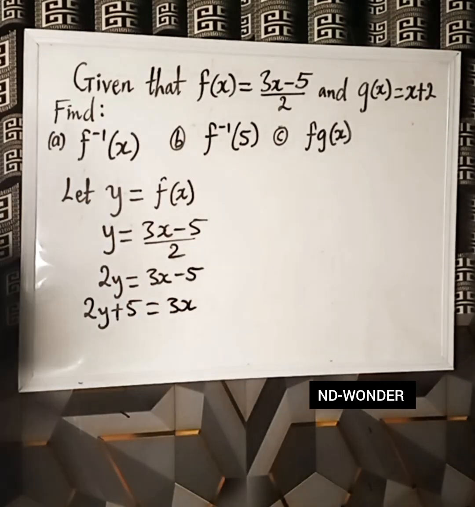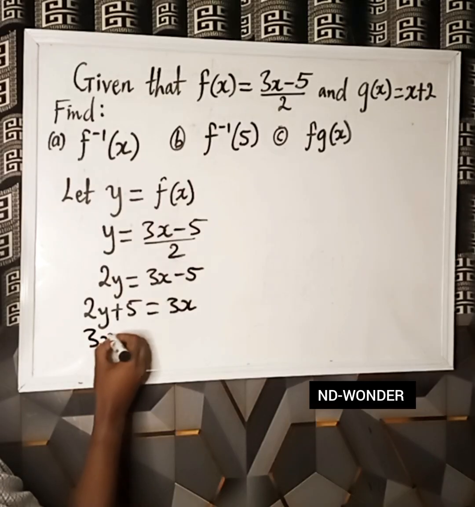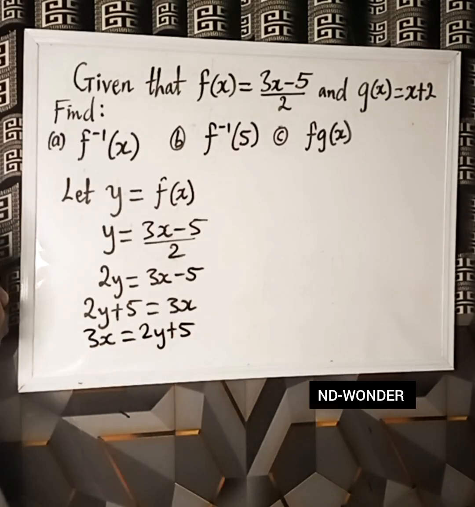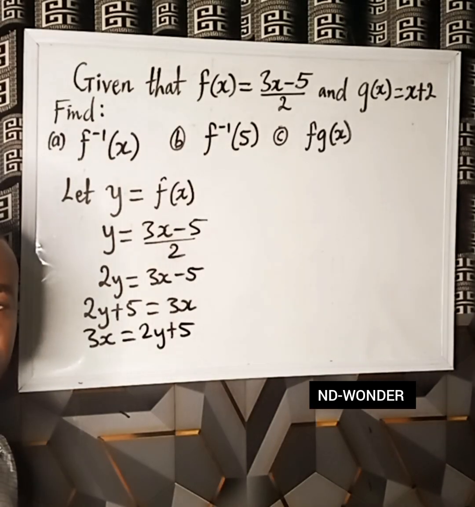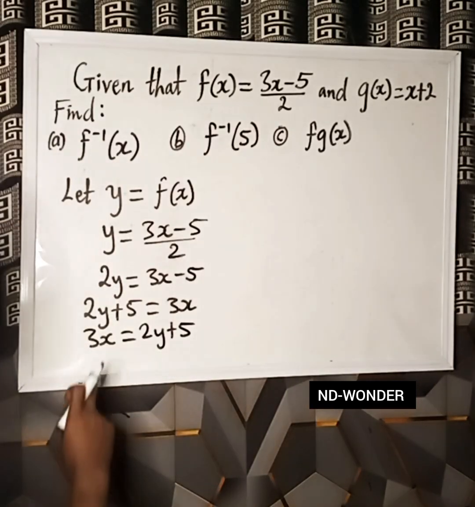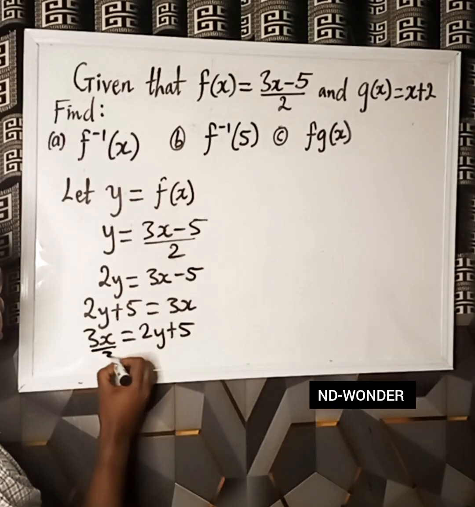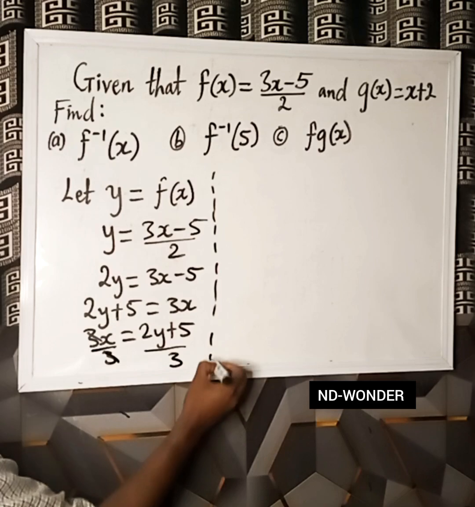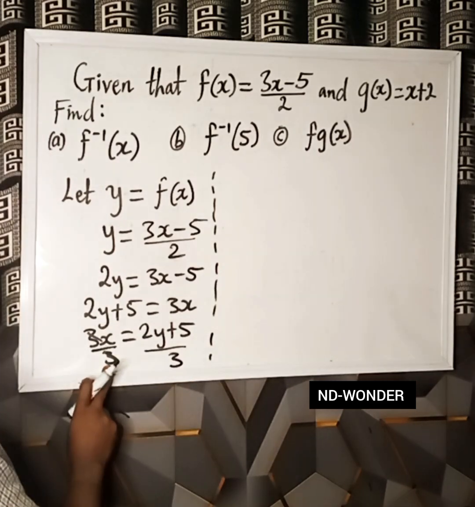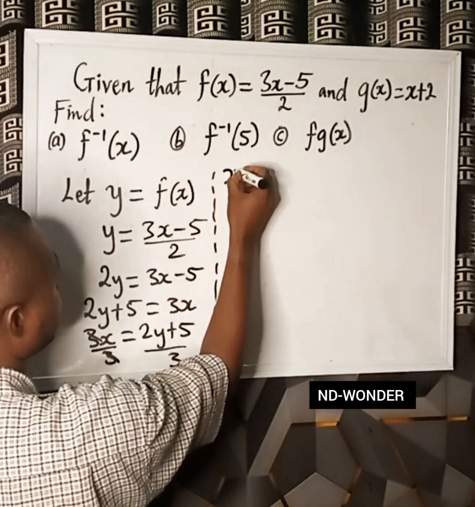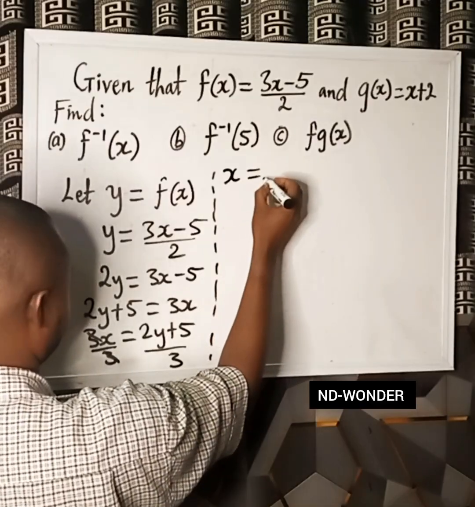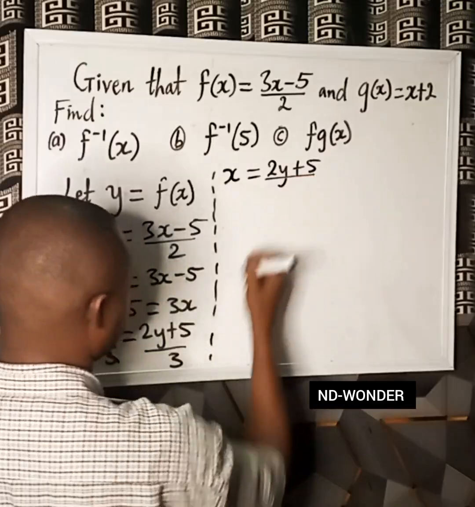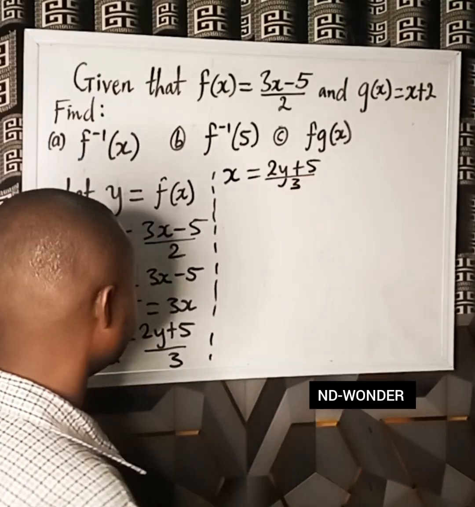By cross multiplication, we still have 3x is equal to 2y plus 5. Then what is expected? I'll divide both sides by 3. When this is divided by 3, we'll be having x equal to 2y plus 5 all over 3.